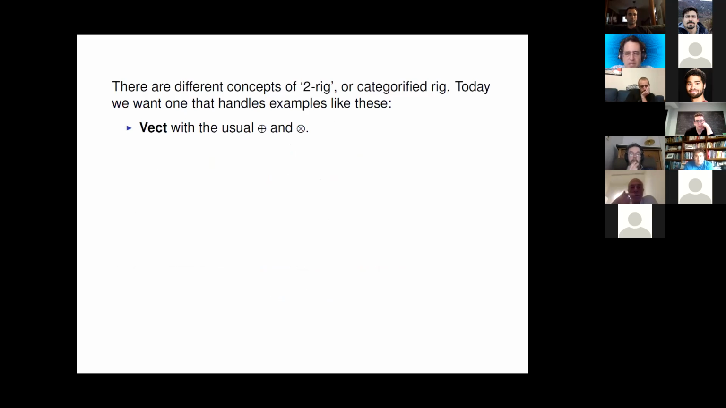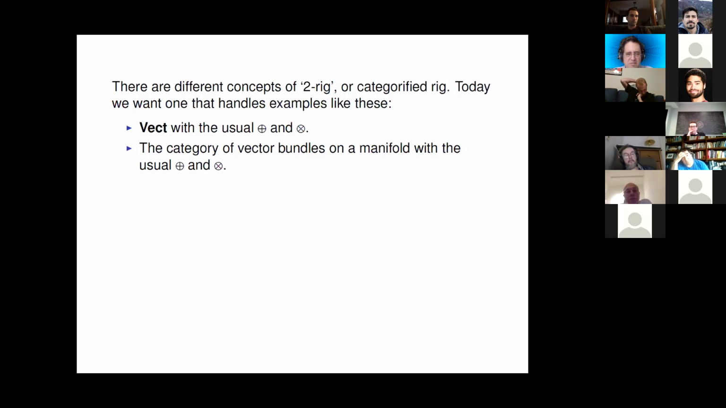So I want to make up a concept of 2-rig, which is a category that's like a rig. There are lots of categories that have a kind of addition and multiplication, like the category of sets does. You can take disjoint union of sets, that's like adding them, and Cartesian product of sets is like multiplying them. But today I want to focus on examples that are more of a linear algebra flavor. I already mentioned one, the category of vector spaces with its usual direct sum and tensor product. That's the kind of thing that should be a 2-rig in the definition I'm going to give.